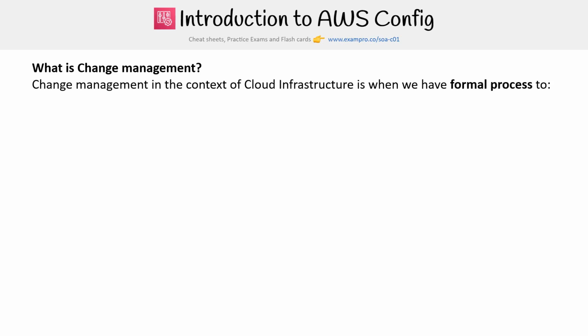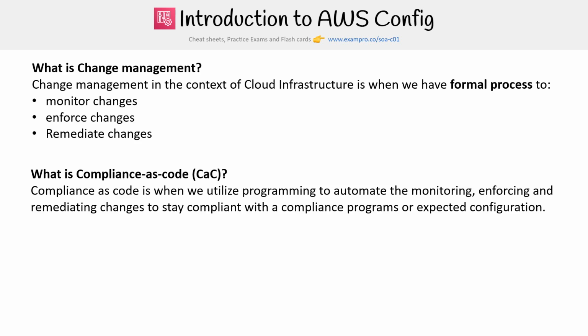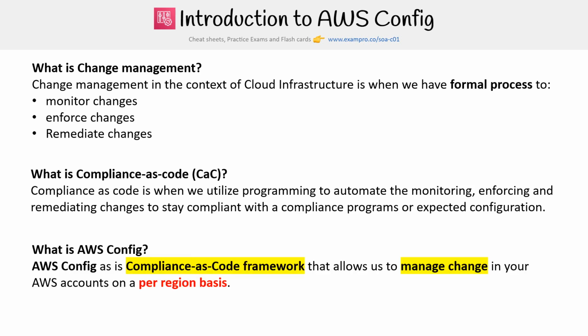So to really understand AWS Config, we need to first understand two things. And the first of those two is what is change management. So change management in the context of cloud infrastructure is when we have a formal process to monitor changes, enforce changes, remediate changes. And then the other thing we need to know is compliance as code, which is when we utilize programming to automate the monitoring and enforcing and remediating changes to stay compliant with a compliance program or expected configuration. Which brings us to AWS Config. And AWS Config is a compliance as code framework that allows us to manage change in your AWS account on a per region basis.